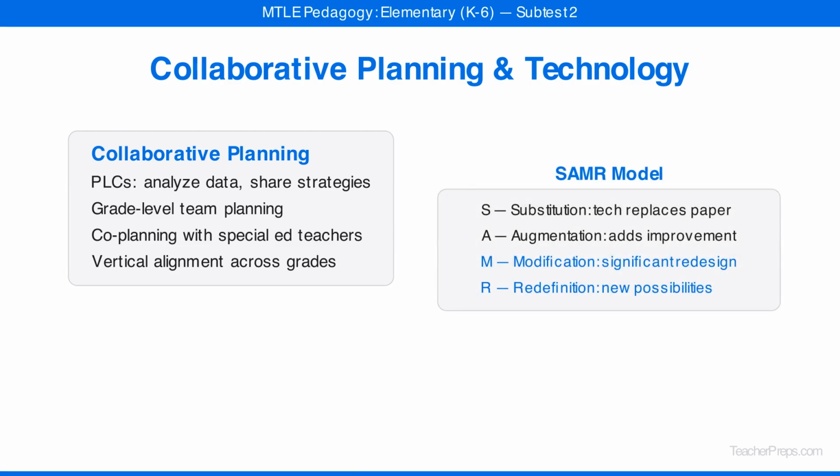The SAMR model helps you evaluate how technology transforms learning. Substitution means technology replaces paper with no functional change. Augmentation adds functional improvement, like spell check. Modification allows significant task redesign, like collaborative editing. Redefinition enables entirely new tasks, like publishing student work to a global audience. The goal is to move beyond substitution toward modification and redefinition.